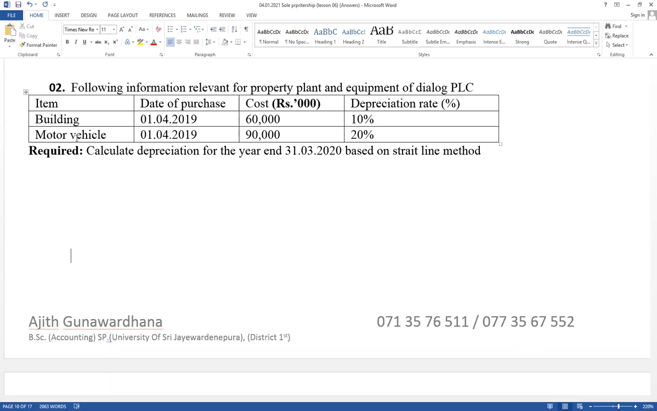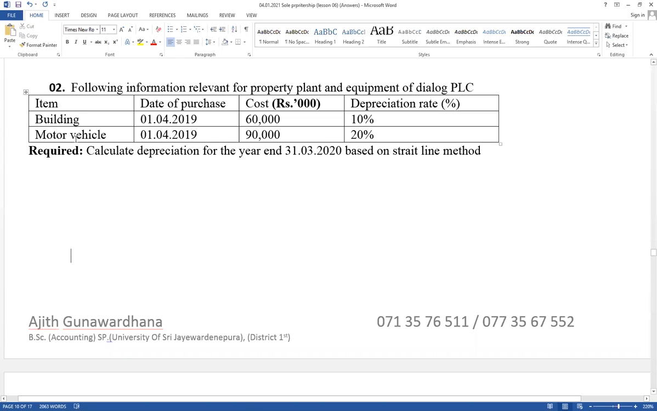Second methods. Straight line basis, there are two equations. There are two methods that can be applied. First one is straight line basis. Second one, reducing balance methods. In straight line basis, there are two equations. First one we have discussed: cost minus residual value divided by useful lifetime.